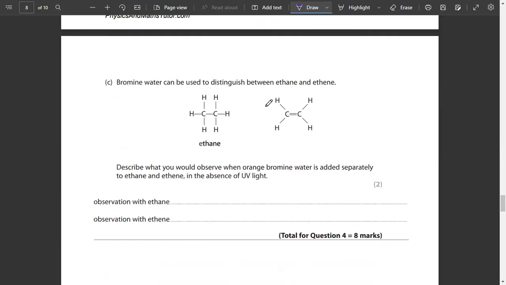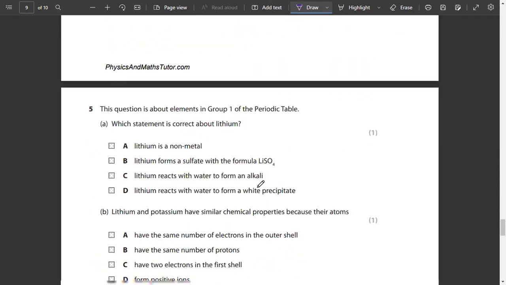Bromine water can be used to distinguish, छोड़ दें. This is a question from organic chemistry.